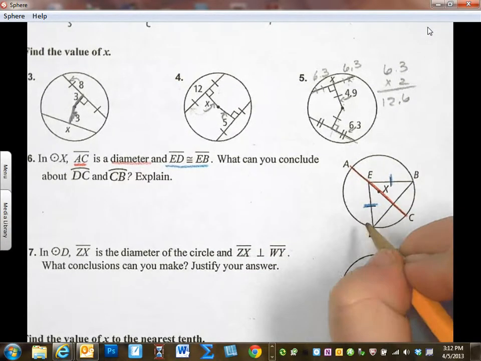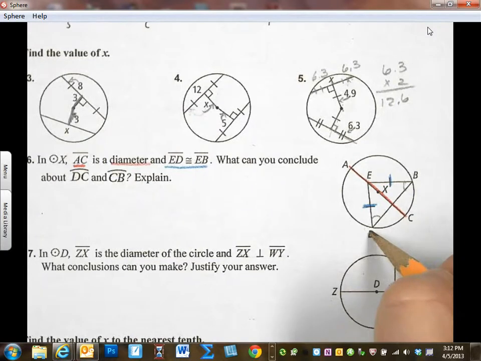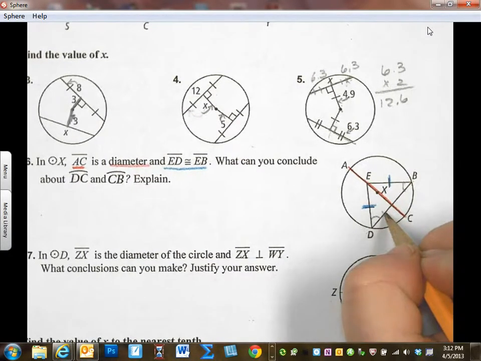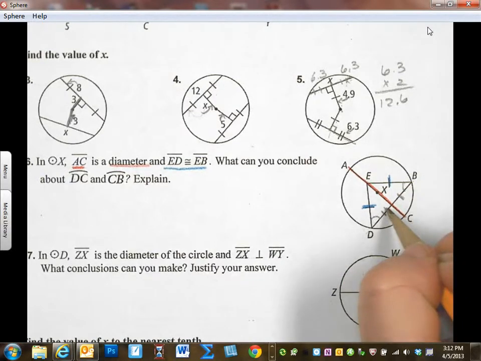And if it's an isosceles triangle, I know a lot of things. I know this angle is going to be congruent to this. I know that this side is the same distance from here, and that chord is being bisected. So that means this is going to be congruent to this. Well, let me put 2 marks because it's not the same.